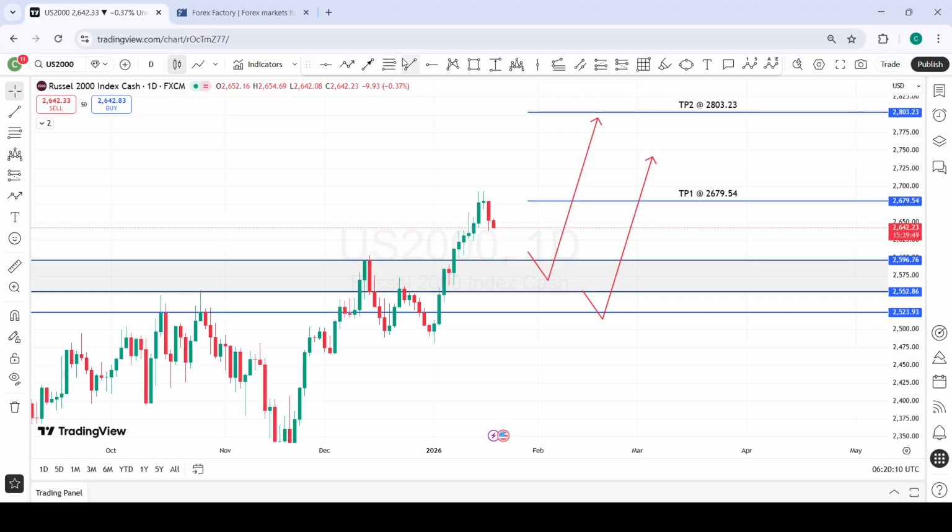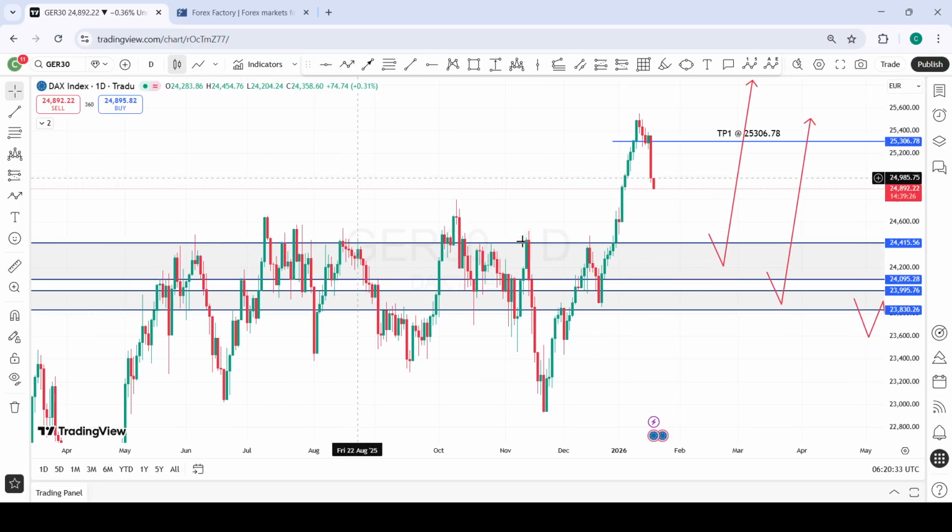And should price break below this structure point, should price break below these daily structures, we'll come for a retest and then we'll go to the downside. So until then, we are extremely bullish, but if you're a day trader, you can be looking for selling opportunities as price approaches this area of interest for the buying opportunities.